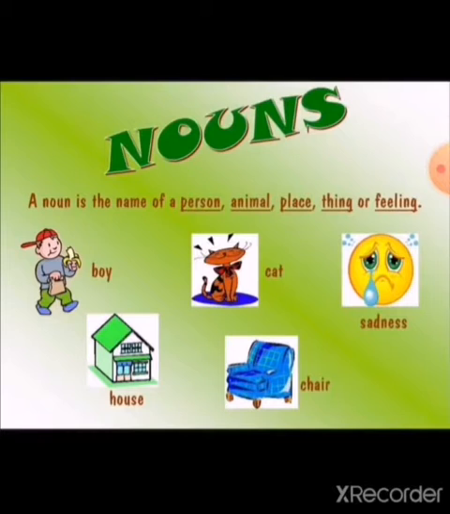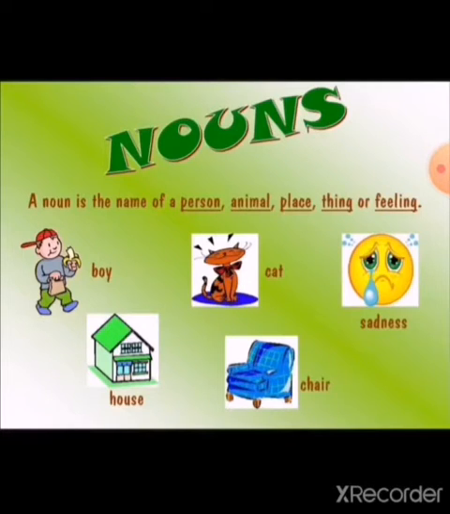You can see in the picture, name of person, here we have a boy. Name of animal, here we have a cat. Name of place, here we have a house. Name of thing, here we have a chair. Or feeling, you can see an emoji with sad face. Means sadness is also a noun. It's a feeling.